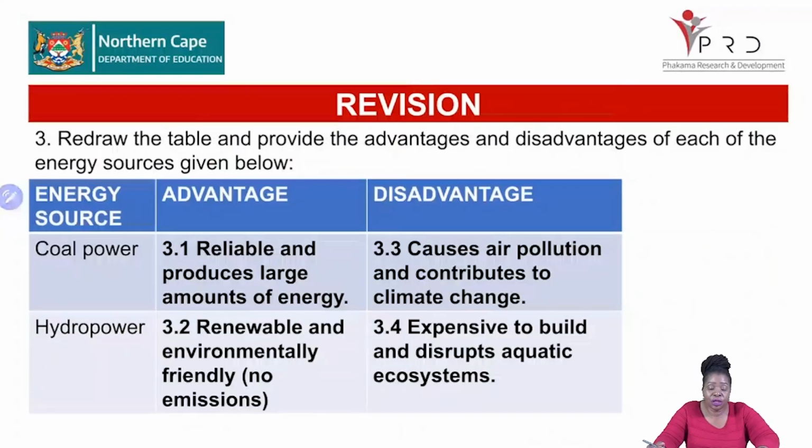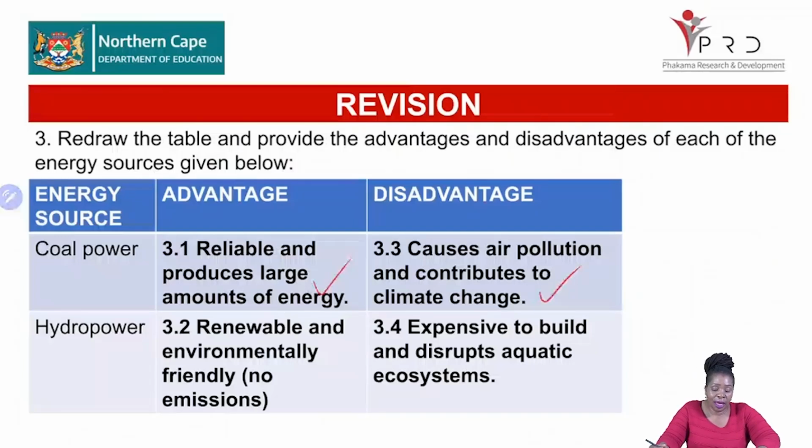So we're supposed to redraw the table and then provide the advantages and disadvantages of each of the energy sources that are given below. So firstly, we'll look at the advantages of coal power. Coal power is reliable and produces large amounts of energy. And then the disadvantage is that it causes air pollution and contributes to climate change.